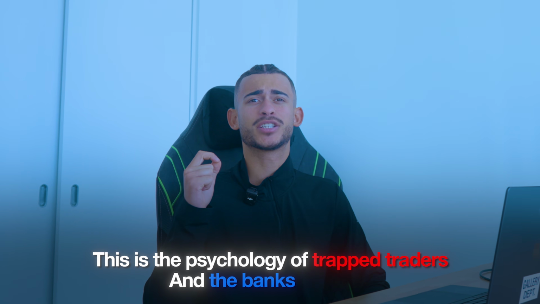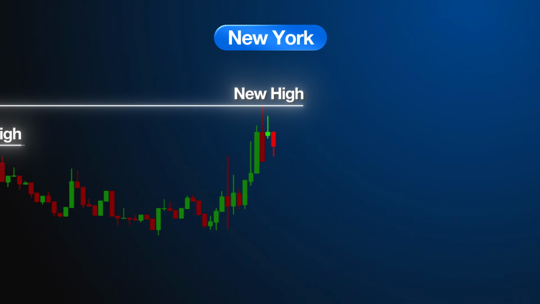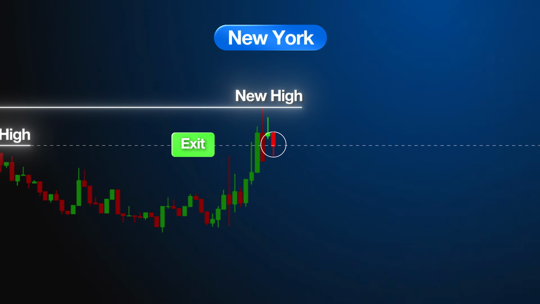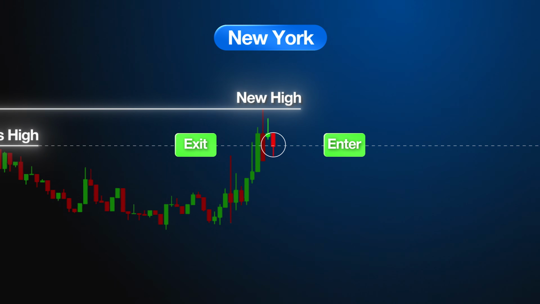The same exact thing can happen at session lows. When price makes a new low, every trader who went long near that low is now trapped. They're in drawdown and they're losing money. And when price comes back to that low, they are selling their longs to get out at break even. And that selling pressure further fuels price lower. This is the psychology of trapped traders, and the banks know this. The banks engineer moves to these session highs and lows because they know there's a massive amount of orders sitting there. There's orders from trapped traders trying to exit, and there's orders from breakout traders that are trying to enter.